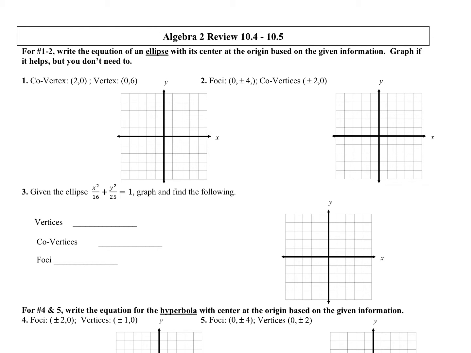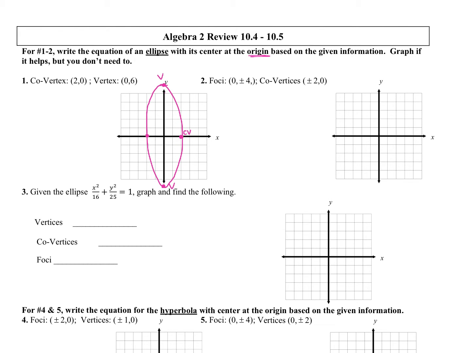So this first one says you have a co-vertex of (2, 0). So 1, 2, 0 is one of your co-vertices. And then a vertex of (0, 6). So 1, 2, 3, 4, 5, 6 would be a vertex of yours. That means because we're centered at the origin, which is all you've learned so far, your other vertex would be at (0, -6), and your other co-vertex would be right here. So your ellipse looks something like this.